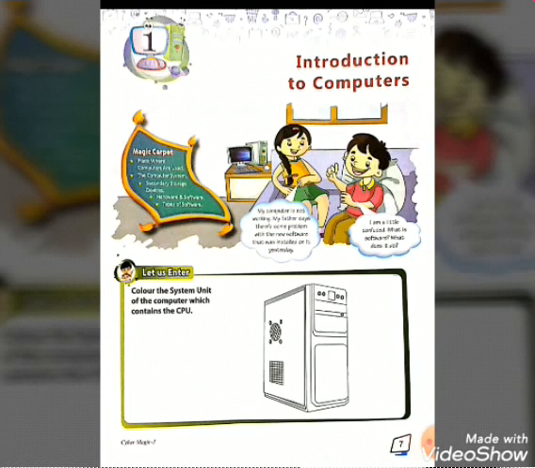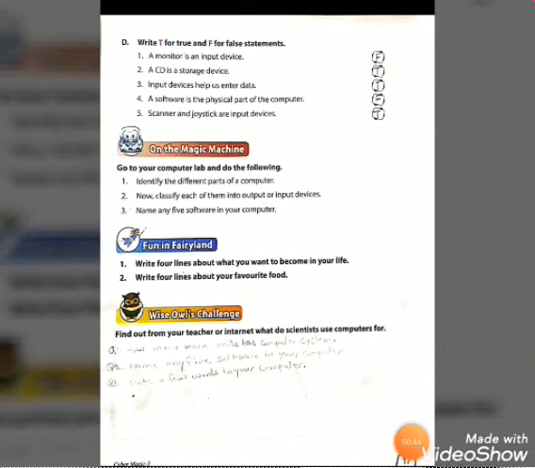In the previous video, we discussed the exercises of Chapter 1, Introduction to Computer. There we completed the exercises: put a tick mark on the correct option, fill in the blanks, and match the following. And today we are going to solve D, that is given here. Write T for true and F for false statements.